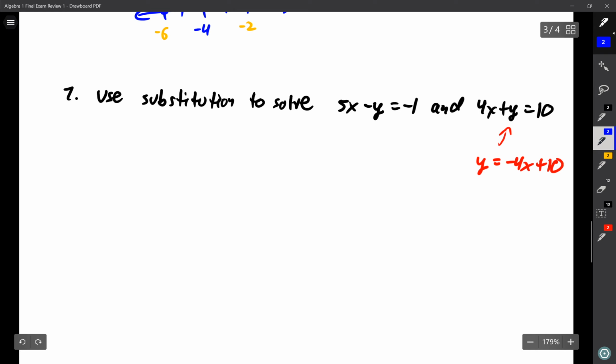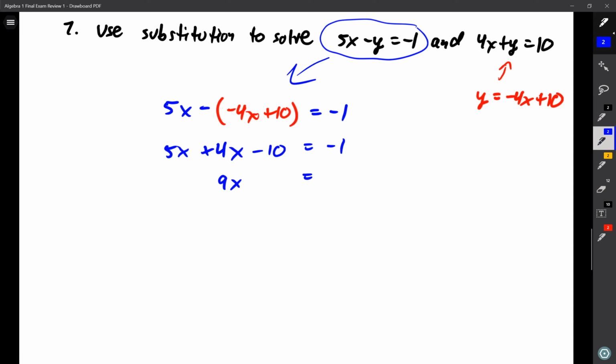Now, we have an equation with one variable, x, and numbers, and I can solve that. So let's see what we get. This gives us 5x minus a -4x gives us plus 4x, and then minus 10. Minus 10 equals -1. So let's combine these so we get 9x equals, well, -1 plus 10 is going to give us 9. So therefore, x equals 1. Okay, so I know what x equals. Now I can plug that value into one of my original equations.